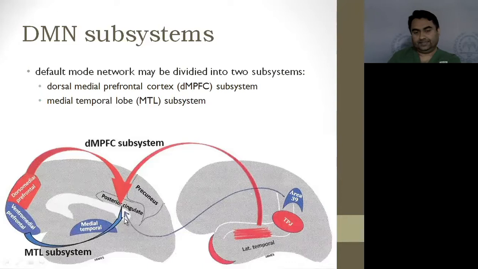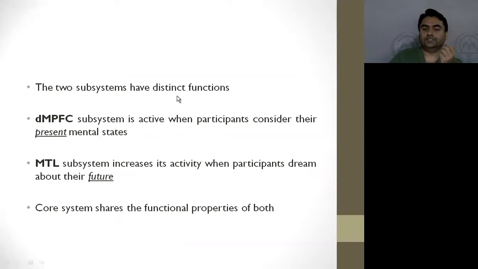So that's what I just mentioned. Now, what is the difference? They have two different distinct functions. The dorsomedial prefrontal cortex is active when people are actually considering their present states. Most of you sitting here will now be thinking what life is like now, other than the lecture, sorry.